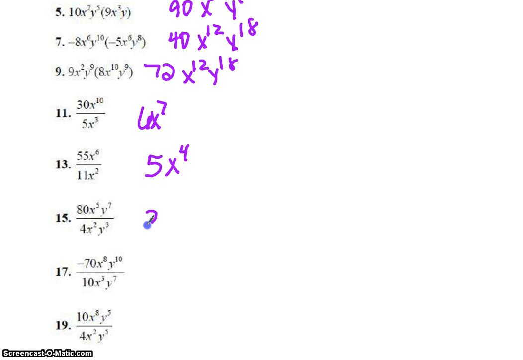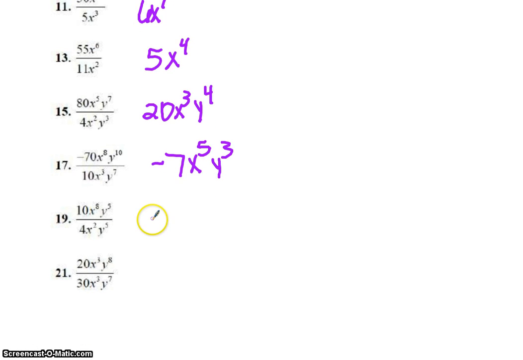80 divided by 4 is 20. 5 minus 2 is 3, so x to the 3rd. 7 minus 3 is 4, y to the 4th. Negative 70 over 10 is negative 7. 8 minus 3 is 5, so x to the 5th. 10 minus 7 is 3, y to the 3rd.